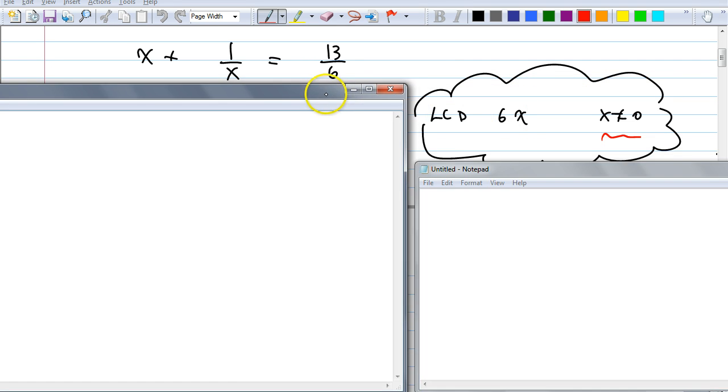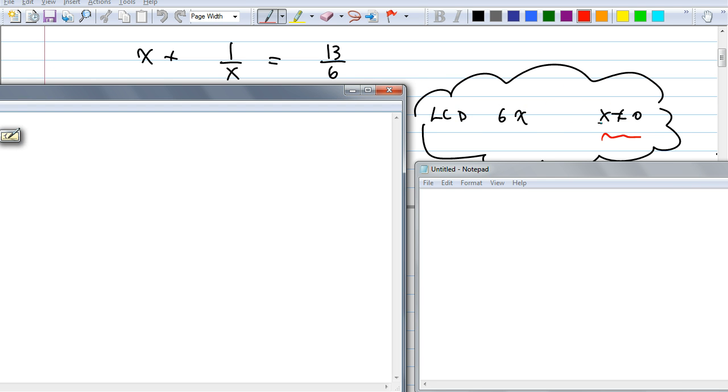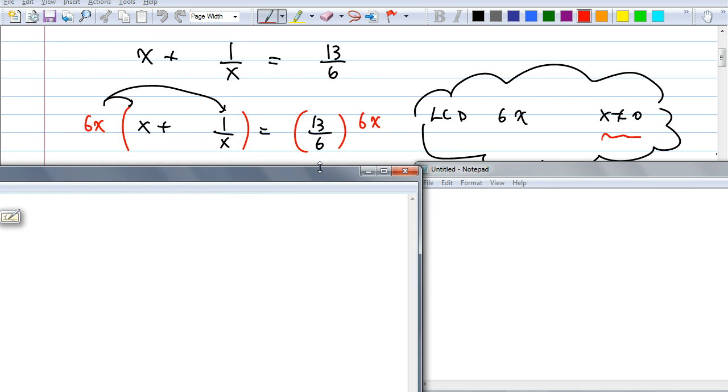I wrote down my LCD. This is what I'm mindful of. My LCD is 6x, and then I know that x can't be 0. So after I solve this, if I get the answer x equals 0, then I can't use that as my solution. All right, so we're going to multiply both sides by the LCD. Somebody tell me what we get on the left side. Of course, you got to distribute that because you have two terms. Ria, what do I get?